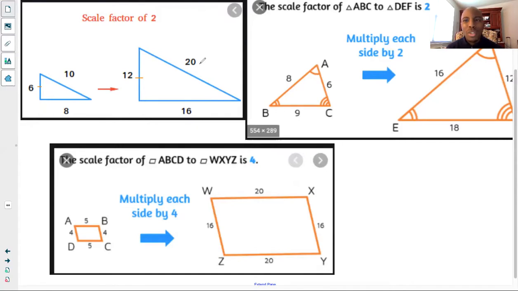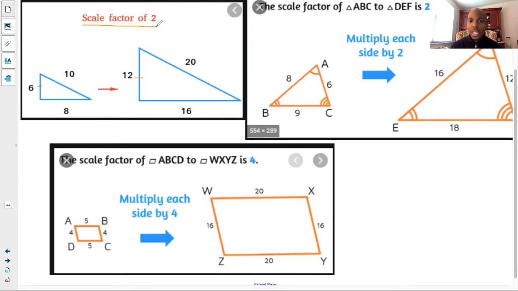So what did I multiply by to go from 6 to 12? What did I multiply by to go from 10 to 20? If you're thinking about it as I am, you probably think, oh, it's simple. All we did was multiply. And you're absolutely right. What do we multiply by? We multiplied by 2. And that's why it says it has a scale factor of 2, which means that we multiplied each part by 2.